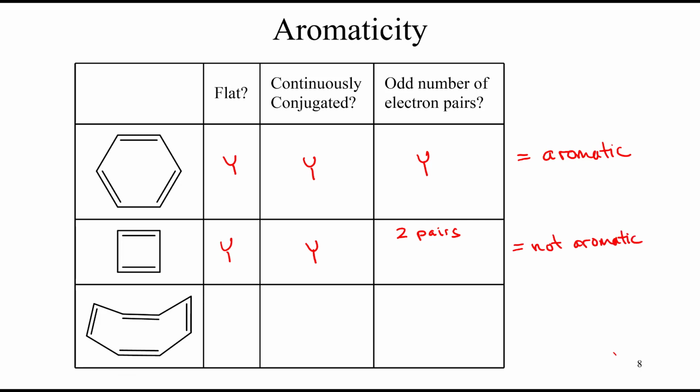Now, cycloheptatrienyl. Is it flat? It turns out no, it's not. And is it continuously conjugated? The answer is no. If you remember the discussion about cyclooctatetraene from before, there's a bend in the molecule which doesn't allow the p orbitals to align, and so it's not continuously conjugated. And does it have an odd number of electron pairs? The answer is also no, because it has 4 pairs, which is an even number, and that means it's not aromatic.